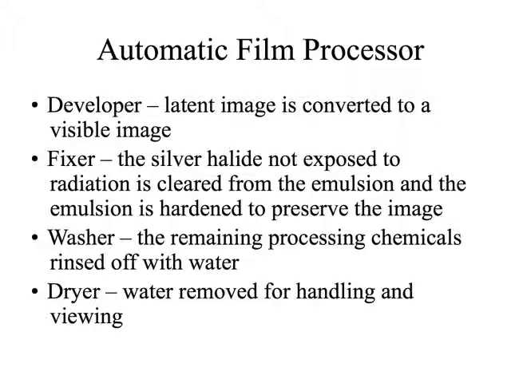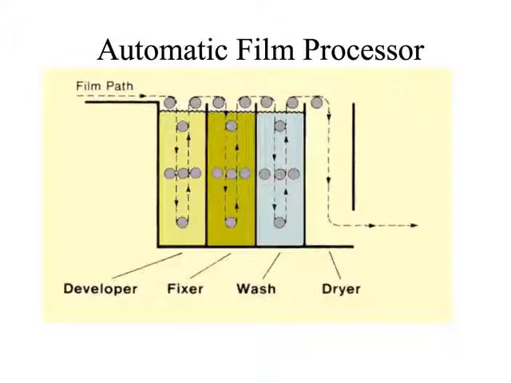And in those tanks, there's going to be a developer, a fixer, some kind of wash tank normally with water in it, and then a dryer, and then the film drops, right? So here's a graphic showing that, the film path down through the developer, then back out into the fixer, then back out, then into the wash tank, and then through the drying system, and then out of the processor, right?